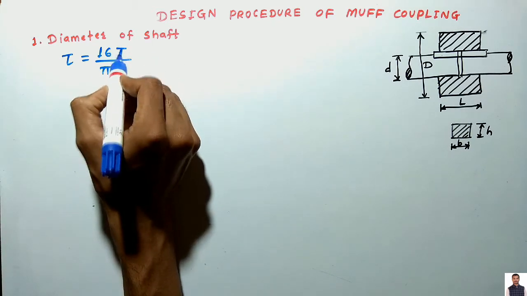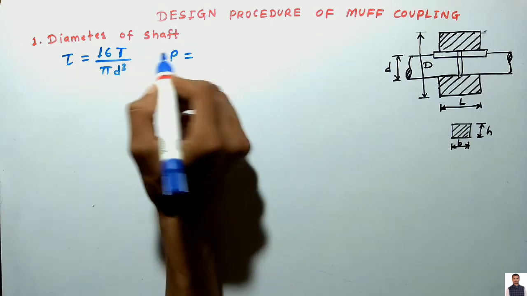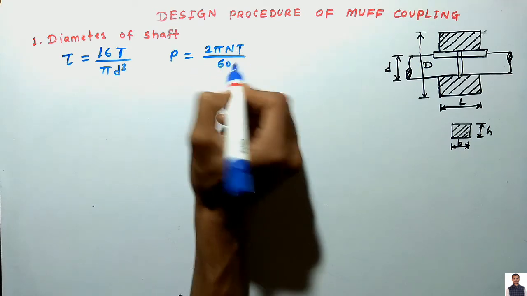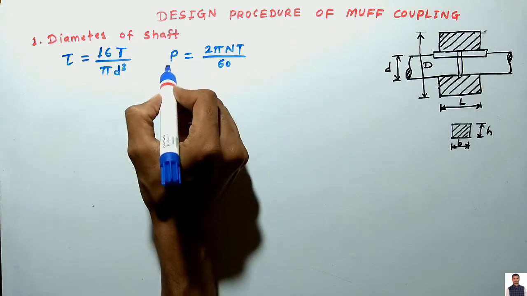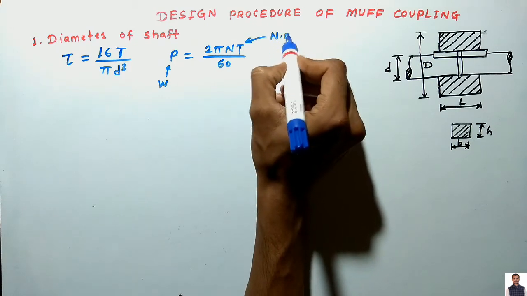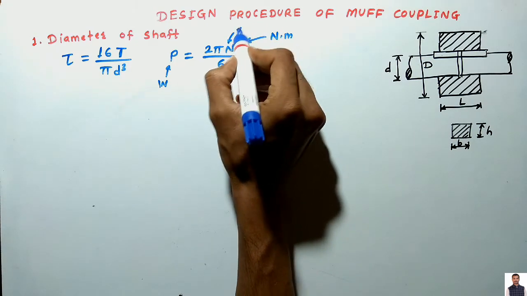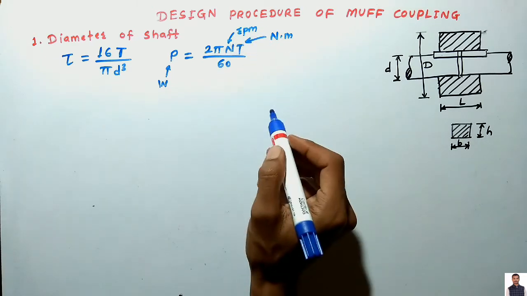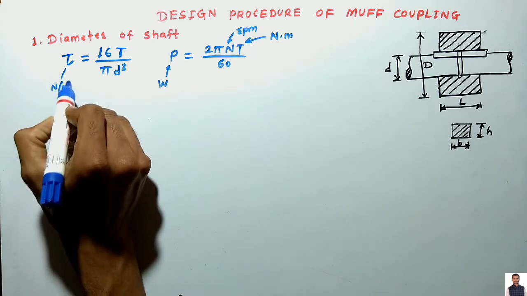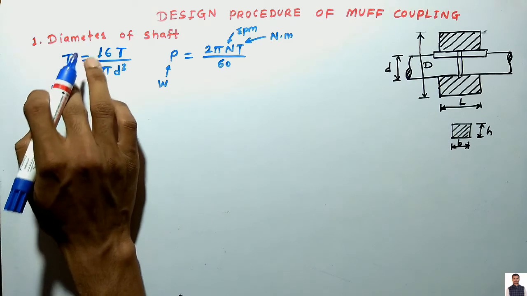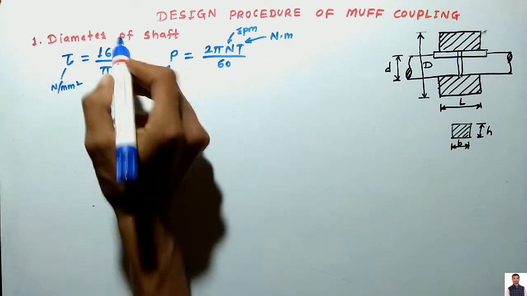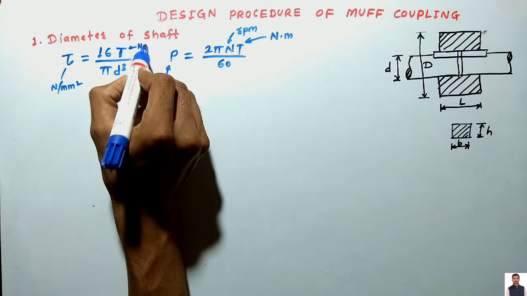But for torque T you can use the formula of power. Power P is equal to 2 pi nT divided by 60. In this equation the power is in watt, the torque is in Newton meter, and n is the number of revolutions in rpm. And this tau is in Newton per mm square, and in this equation T is in Newton mm.